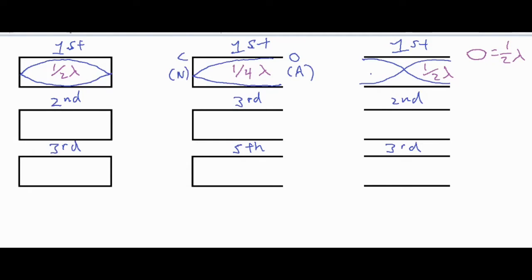Now, as we draw the next overtone or harmonic up in the series, basically all you're doing is adding one more additional eyeball shape, or half a wavelength. So let's go ahead and add those to each one of the next couple tubes and see what they look like.